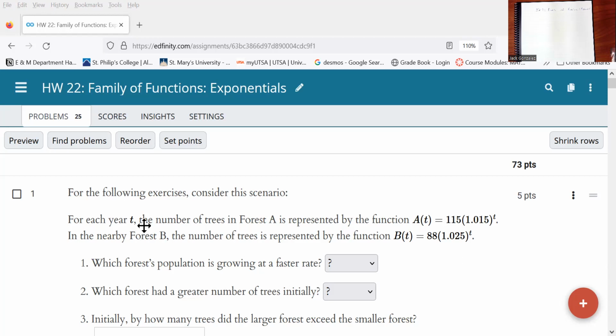So all you have to understand is what does that number mean? How do you tell which one's which? Well, the number in front is the initial amount. Which forest has a greater number initially? If you know what each piece means, you should be able to answer the question. Initially, how many more trees does the larger forest have than the smaller forest? Initially means at the beginning. How many more trees does A have than B? It would be the difference, so 115 minus 88. Nothing strange.